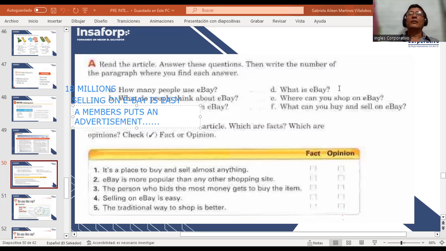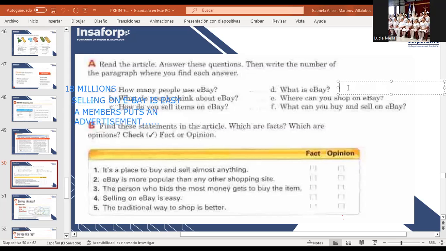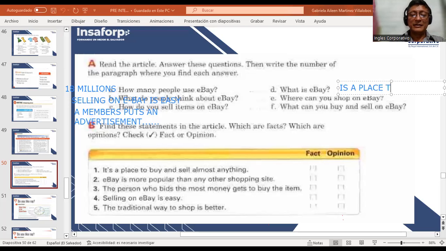What is eBay? Where is eBay? It's the world's online marketplace, a place to buy and sell almost anything. Okay. It's a website to buy and sell. It's a place to buy and sell.